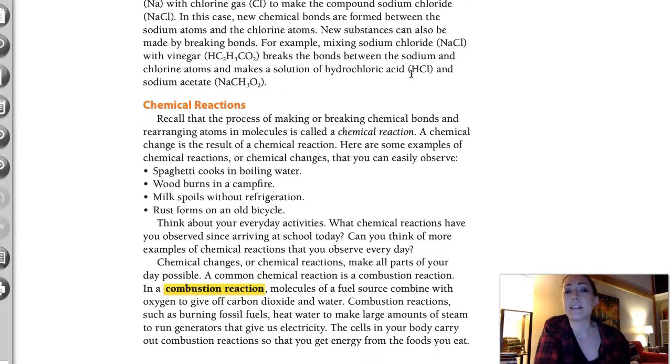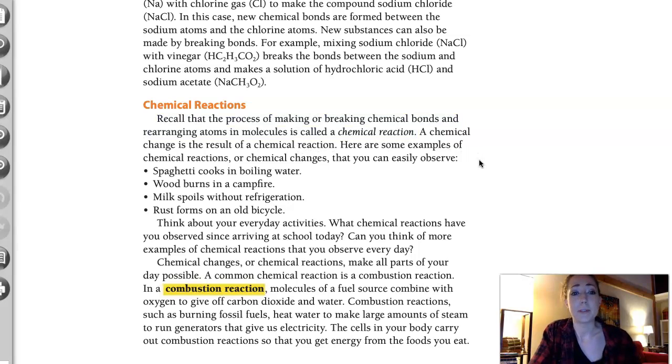Recall that the process of making or breaking chemical bonds and rearranging atoms and molecules is called a chemical reaction. Wow, that right there, so important to know because we're going to be getting into lots and lots of chemical reactions. So, chemical reaction: the making or breaking of chemical bonds and rearranging atoms in the molecules. So, a chemical change is the result of a chemical reaction.